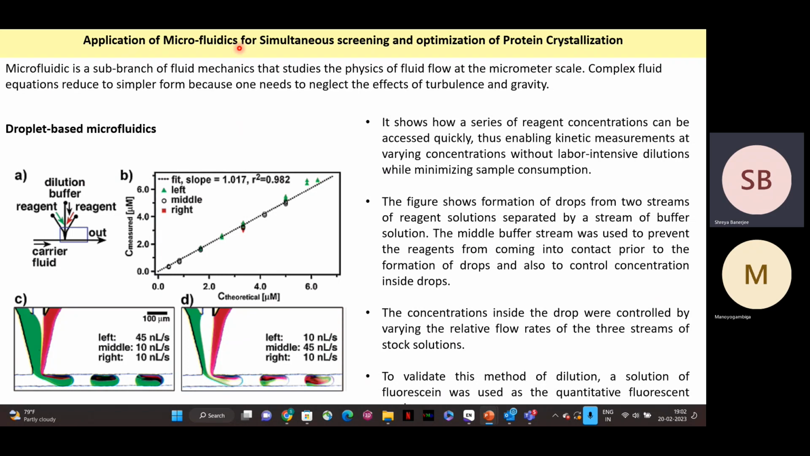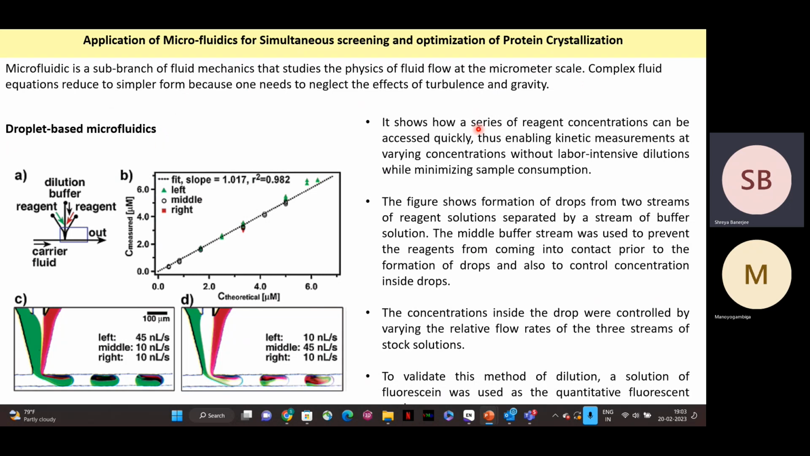Next, we come to microfluidics. So microfluidics is a sub-branch of fluid mechanics that studies the physics of fluid flow at the micrometer scale. Complex fluid equations reduce to simpler form because we need to neglect the effect of turbulence and gravity at the micrometer scale. There is something called droplet-based microfluidics.